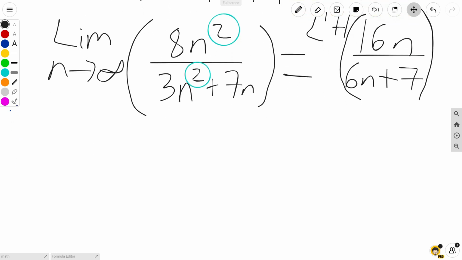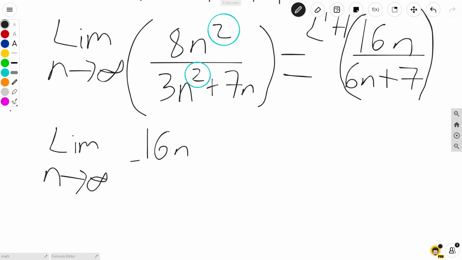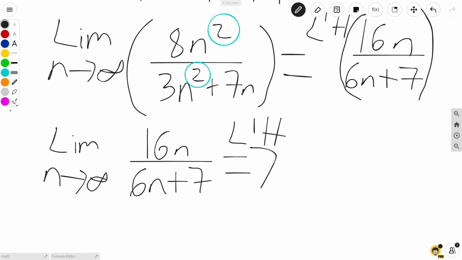But we have n in both terms, so we're going to go ahead and do this a second time. So the limit as n approaches infinity of 16n divided by 6n plus 7. So when we plug in infinity both times, we get infinity over infinity, which means we apply L'Hopital's rule again. And in doing so, the derivative of 16n is just 16. The derivative of 6n plus 7, the derivative of 7n is just 0. The derivative of 6n is just 6. And this is equal to L.